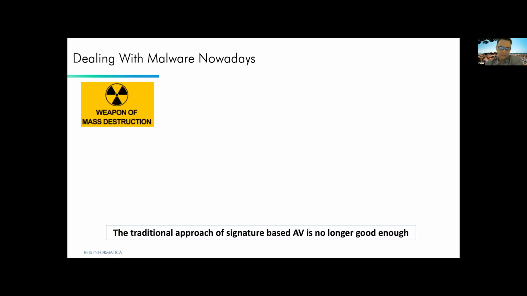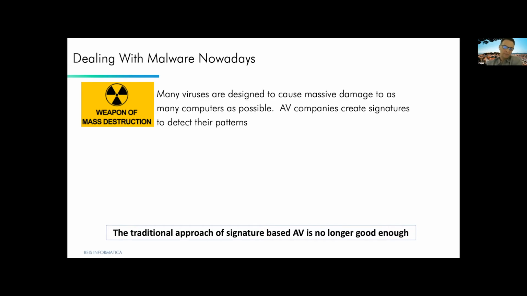Generally, viruses are what I kind of call weapons of mass destruction, because they blanket a lot of different things. Most viruses are designed to cause massive damage to as many companies and computers as possible. So antivirus companies will create signatures that detect patterns of these viruses. And this is traditional antivirus, right? A virus will come out, the antivirus company will find it, look at the actual coding, and create a signature that they'll use to detect these viruses.